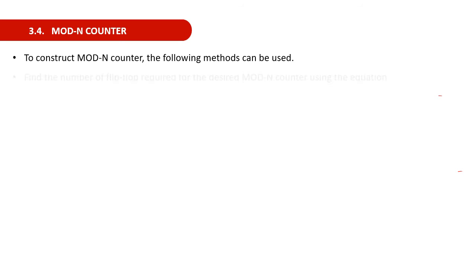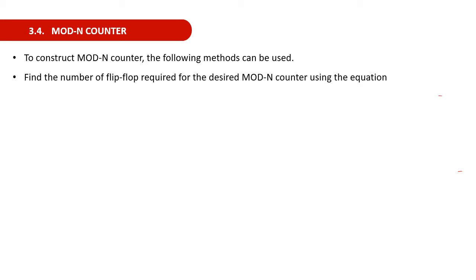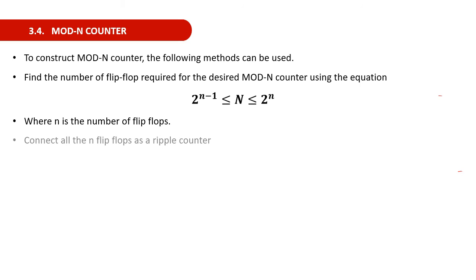So to construct a mode N counter, first you have to find the number of flip-flops required. You have to choose the number of flip-flops based on the number of states required. Here there is an equation shown: 2 raised to n minus 1 is less than or equal to capital N, which is less than or equal to 2 raised to n, where small n is the number of flip-flops and capital N is the number of states you require. Then you have to connect all the flip-flops as a ripple counter, just like we discussed.